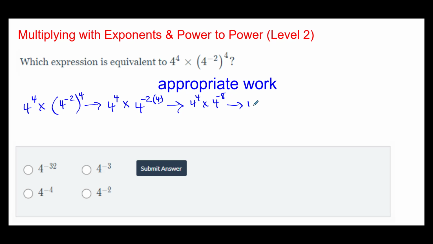When we have the same base, we're going to add the exponents. So 4 to the power of 4, add a negative 8. And 4 added to negative 8 is going to give me 4 to the negative 4, which again can be a viable option, and it is. It's actually listed right here.